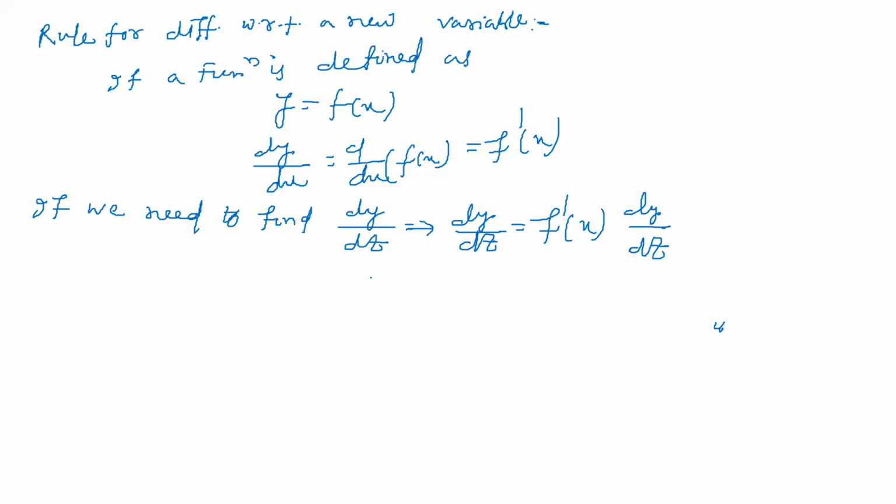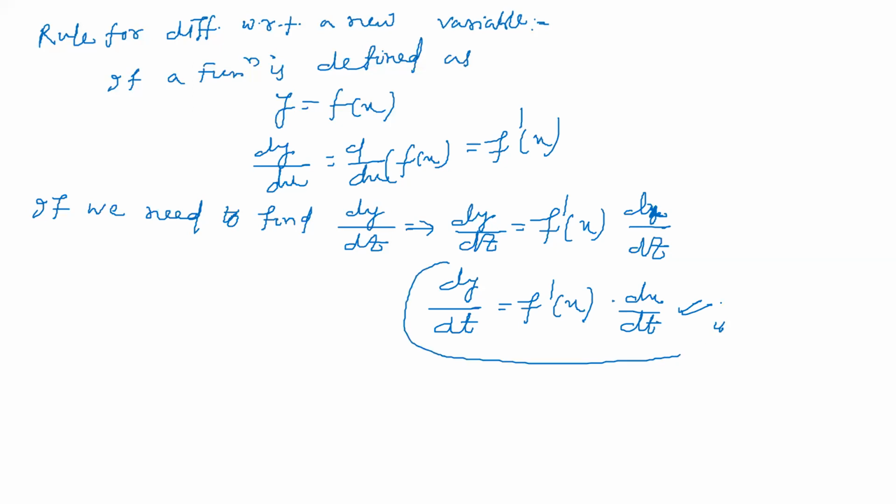Then next, if you want to differentiate dy by dt, dy by dt is equal to how much? f dash x into dx by dt. So here dx by dz, and here dx by dt. This is the way you can directly write how it is changing with respect to a new variable. And by using these things, we can solve questions in the application of the upcoming chapter.